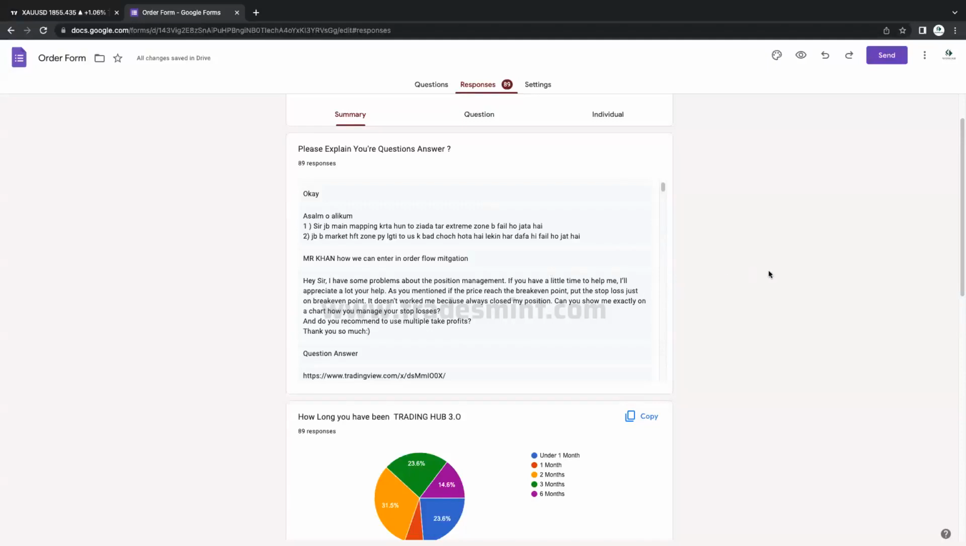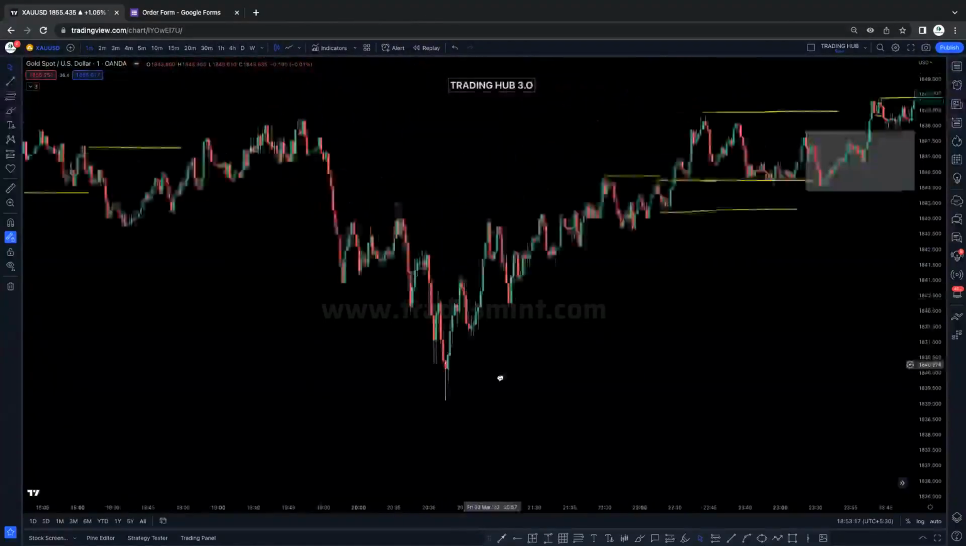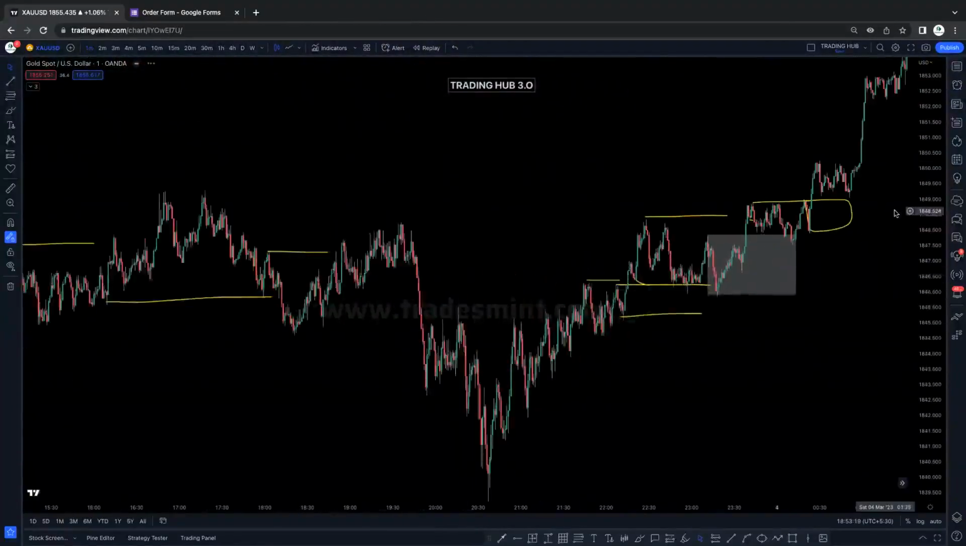The next question is here, sir. Okay, I have a problem with position management. If you have a little time to help me, I would appreciate your help. As I mentioned, when price reaches break even, I put the stop loss on break even. It doesn't work. It always closes the position. Can you show me the exact way? Okay, this question is related to position and trade management.